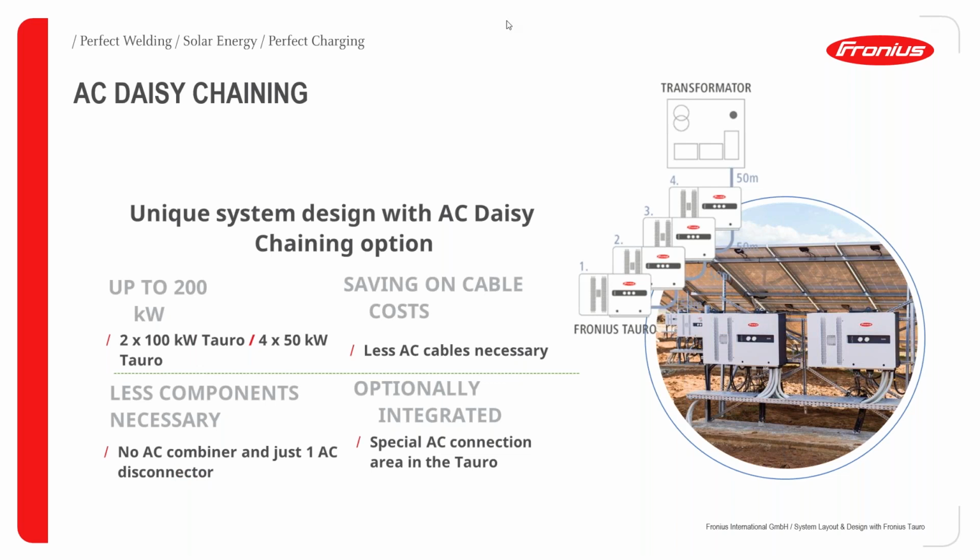Okay, so I've got a screenshot of a picture here, and this is an actual Tauro installation. Here we can see 200 kilowatt Tauros connected to each other on the AC side. You can see what's happening: this inverter is sending all its AC output power to this inverter. This inverter collects that AC power, combines it with its own AC power, and then sends it along to the nearest transformer, for example.